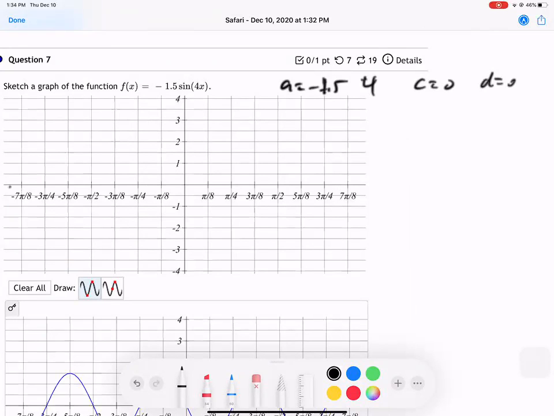Our D value is 0. Here we go, 0 right there. So we know the graph is going to be centered around 0. Our C value is also 0. So we're going to start this graph. This is a sine graph. It's going to look something like that. Some crazy graph. Our B value is 4.